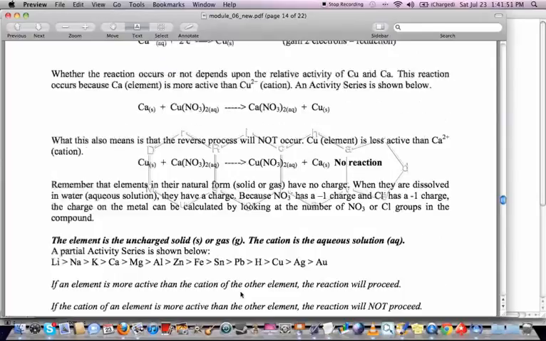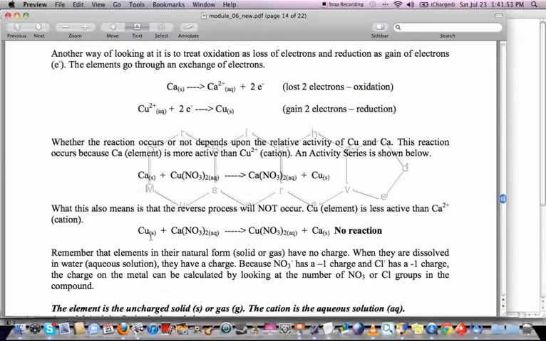The other thing I would like to point out is that if we know that a reaction will not proceed going in this direction, for example, we know copper won't react with calcium nitrate, what we can be sure of is that the reverse reaction will proceed. So we know that copper nitrate plus calcium will react to give copper and calcium nitrate. So saying that there's no reaction does give us information. It does tell us that the reverse reaction would actually work.